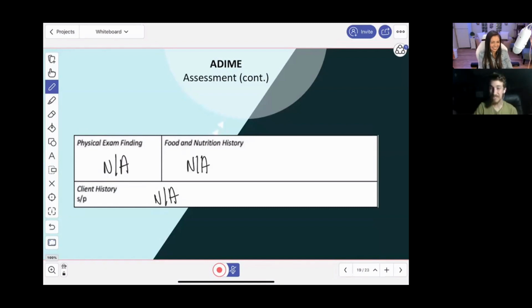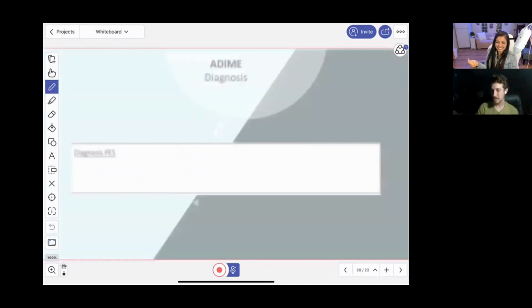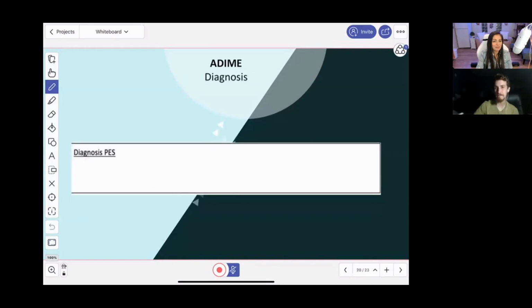So let's move on to the D part of the ADIME, which is our diagnosis. Yes, the fun part. So this is where we actually have to use our nutrition diagnosis. I'm sure I don't have to reiterate it, but I think we all know we can never use an actual medical diagnosis. This is specifically the nutrition terminology that we use specific to the dietitians.